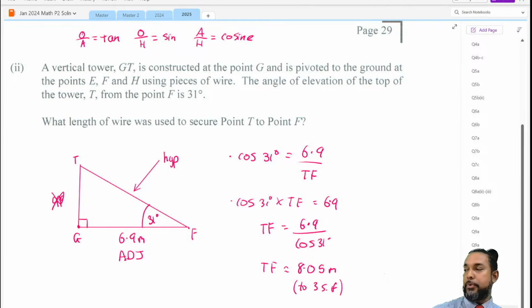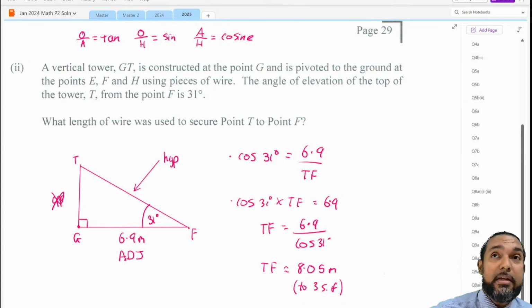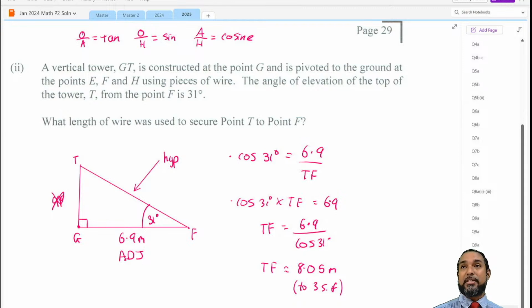So yeah, we see that they have explicitly stated on the front of the paper any non-exact answers should be stated to 3 significant figures, and in the case of angles, 2 decimal places, unless otherwise stated. Right? So know your instructions and follow them.